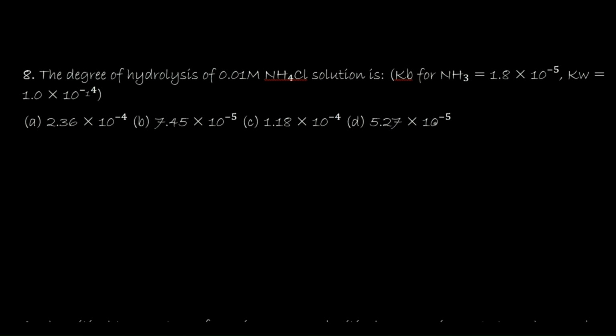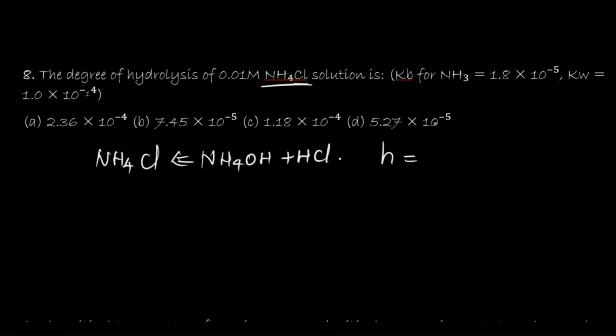The degree of hydrolysis of 0.1 molar ammonium chloride solution is. The Kb value and Kw value is given. Okay. So for the degree of hydrolysis, what is the formula? For weak base and strong acid, right? Ammonium chloride is formed from ammonium hydroxide plus HCl. Weak base with strong acid. So what is the formula? Degree of hydrolysis, h, is equal to root of Kw by Kb into C.